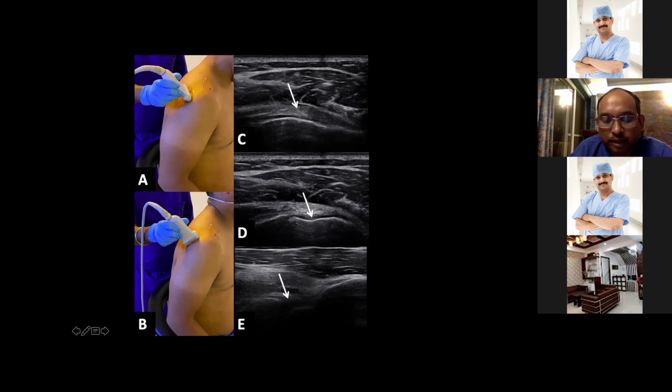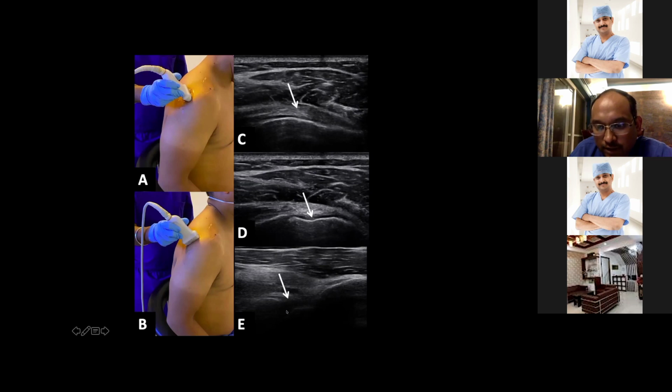Another thing which we can see in the same position, which has ultrasound as an advantage, is the posterior aspect of the glenohumeral joint. So if you see, this is the glenoid and this is the head of the humerus. This is the posterior joint space.